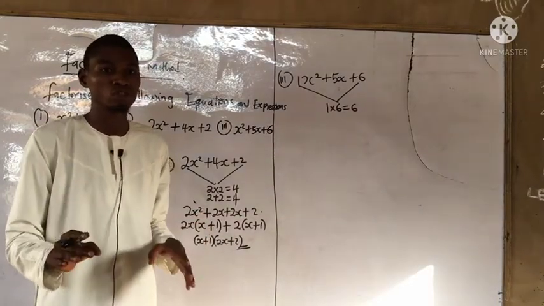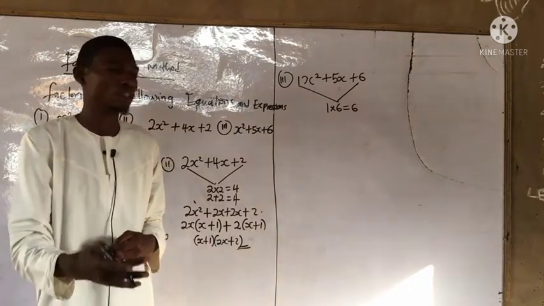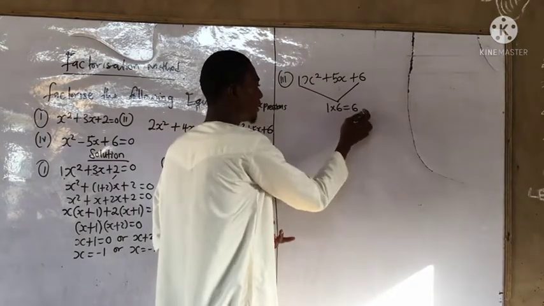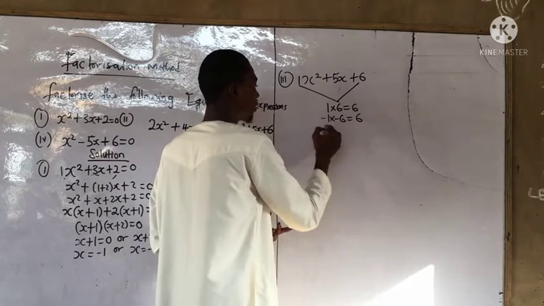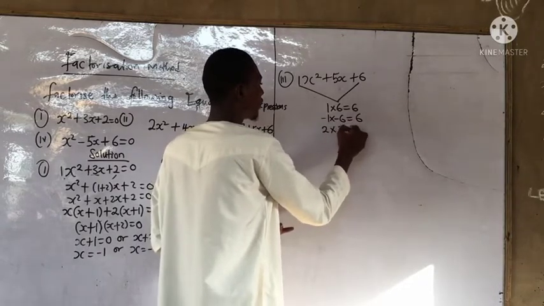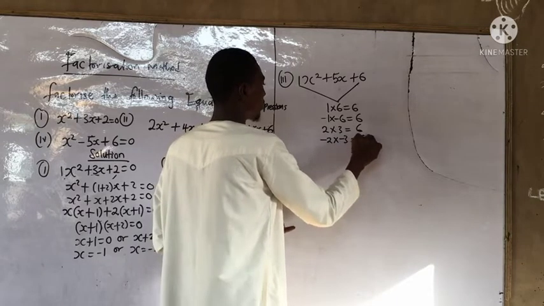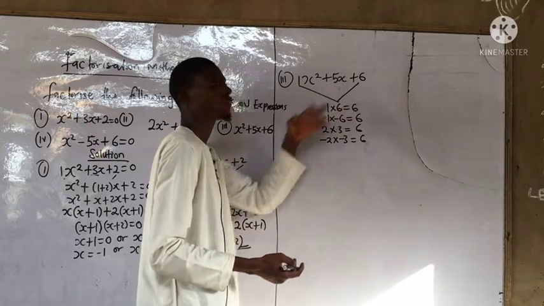So the only thing you have to do is find the factors of 6. Those are the numbers that when you multiply together, will give you 6. So the numbers that can give me 6 are: 1 multiplied by 6 is 6. Minus 1 multiplied by minus 6 will also give me 6. 2 multiplied by 3 will give us 6. Minus 2 multiplied by minus 3 will also give us 6.